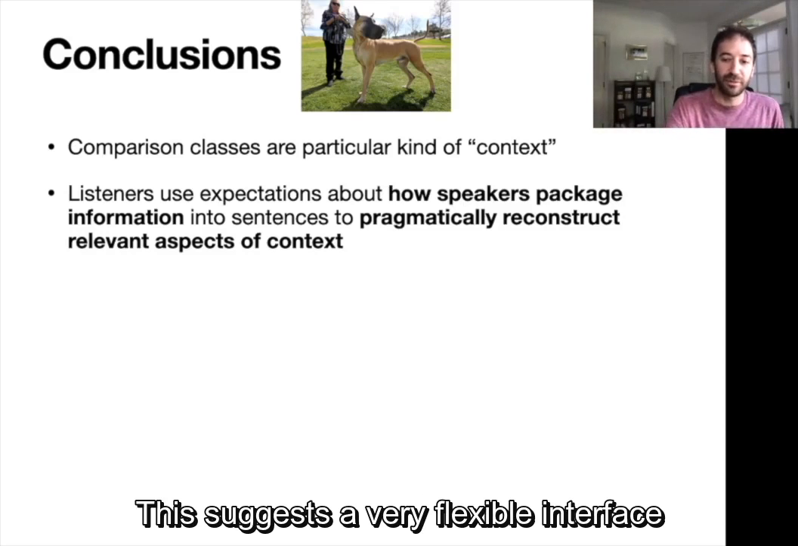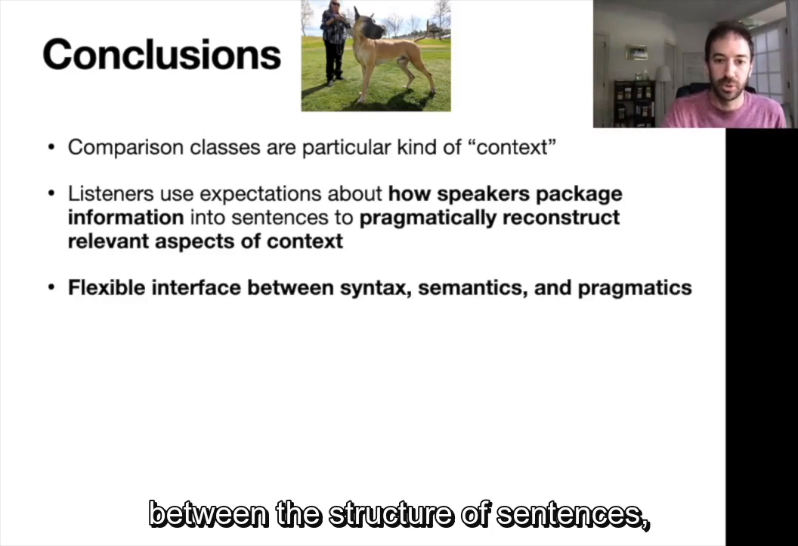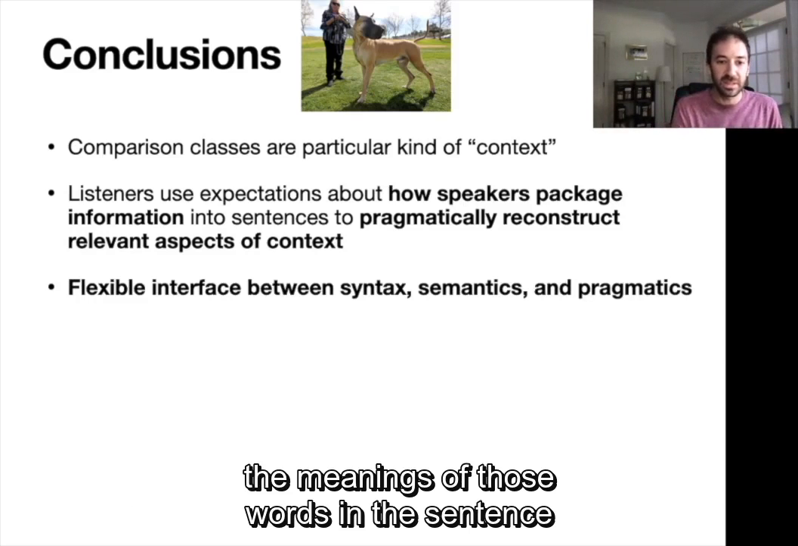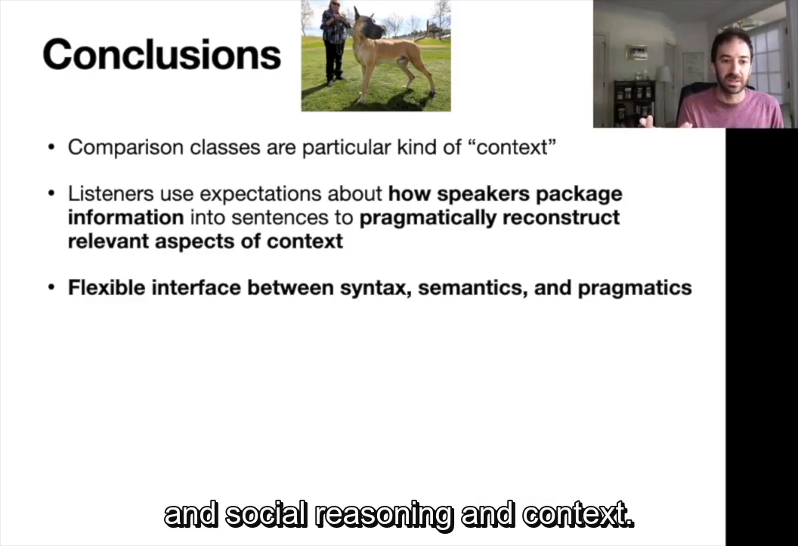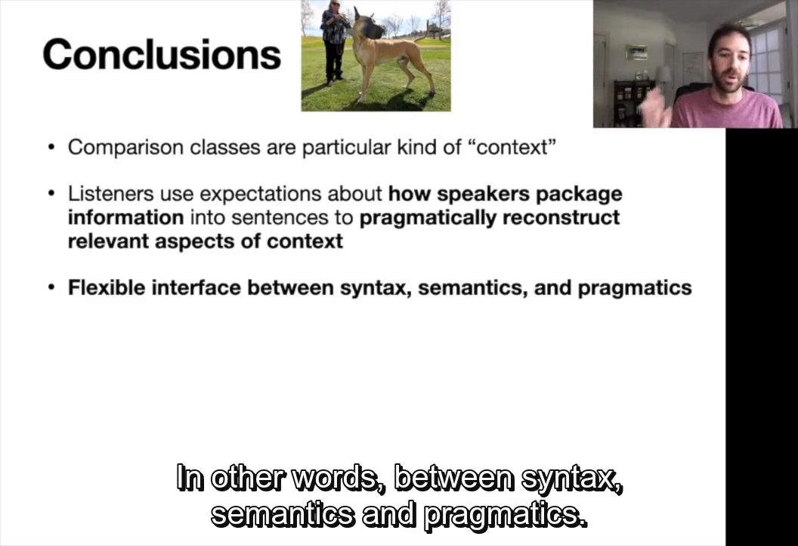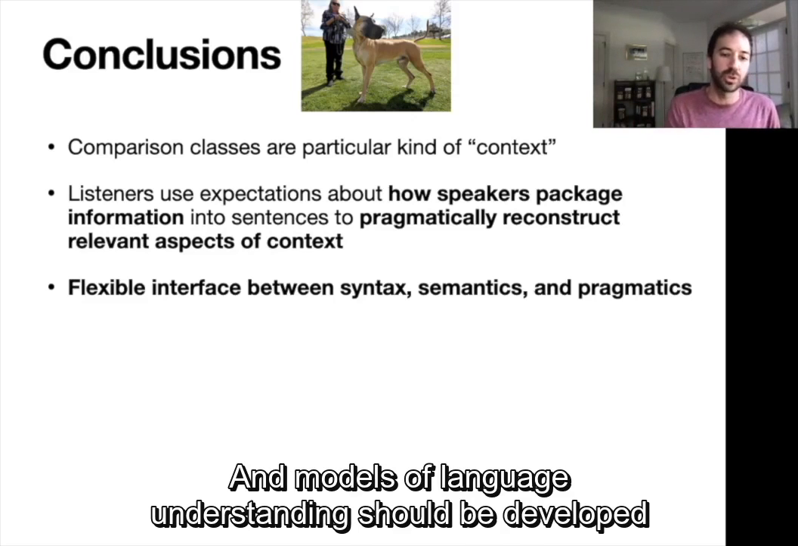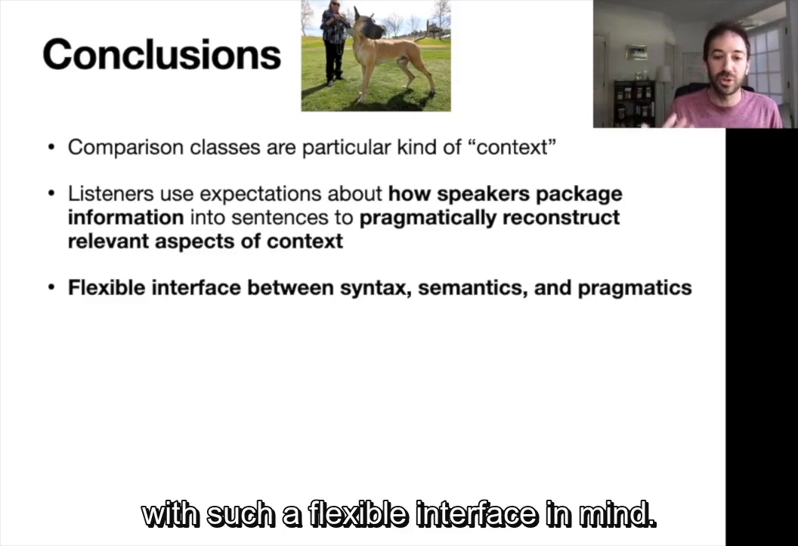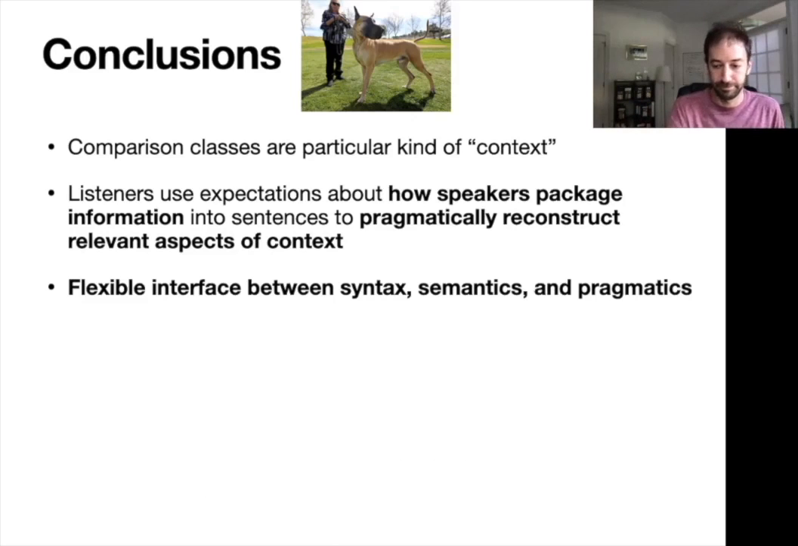This suggests a very flexible interface between the structure of sentences, the meanings of those words in the sentence, and social reasoning and context. In other words, between syntax, semantics, and pragmatics. And models of language understanding should be developed with such a flexible interface in mind.